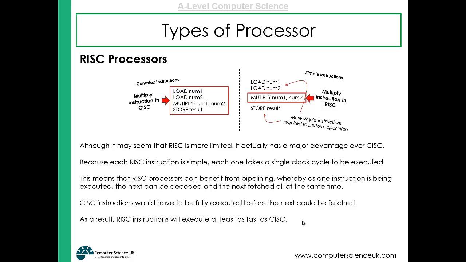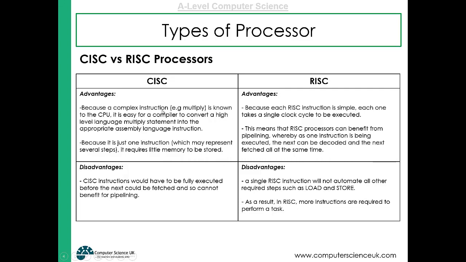But actually, if you think about the idea that although they're 4 clock cycles, if you could queue those up in the RISC processor, then you can gain some benefits over time. So, advantages of the complex instruction computing processor. Because a complex instruction, for example multiply, is known to the CPU, it is easier for a compiler to convert a high-level language multiply statement into the appropriate assembly language. And because it's just one instruction, which might represent several steps, it requires less memory to be stored.